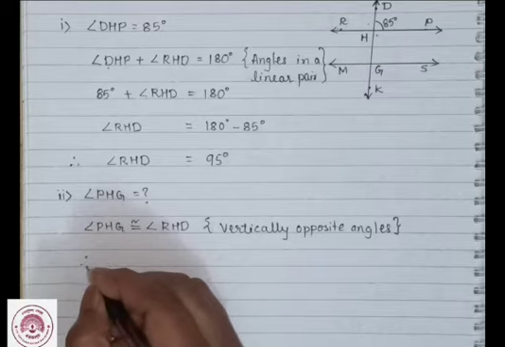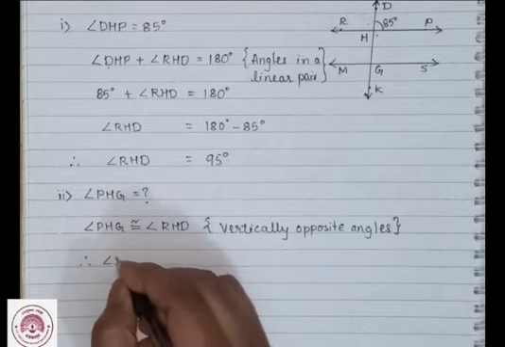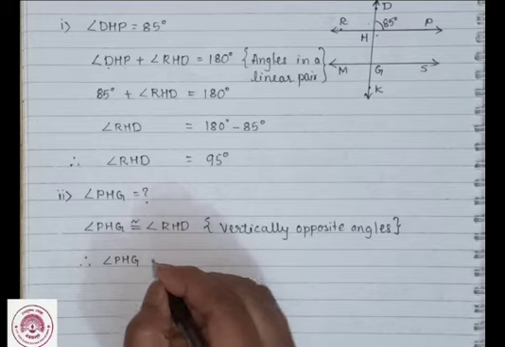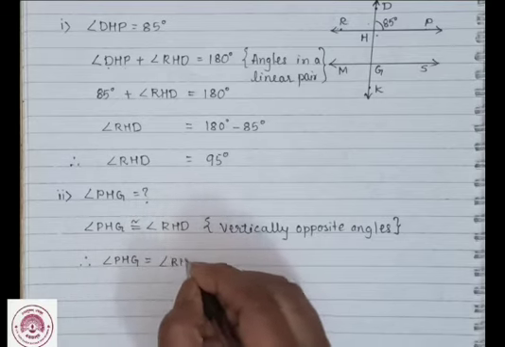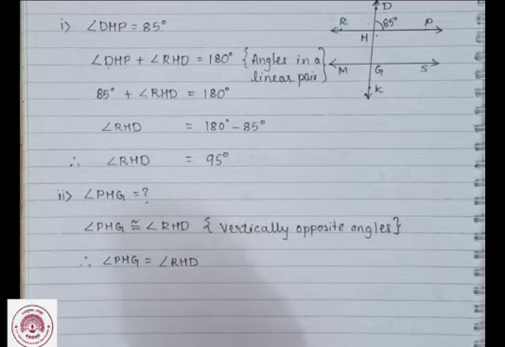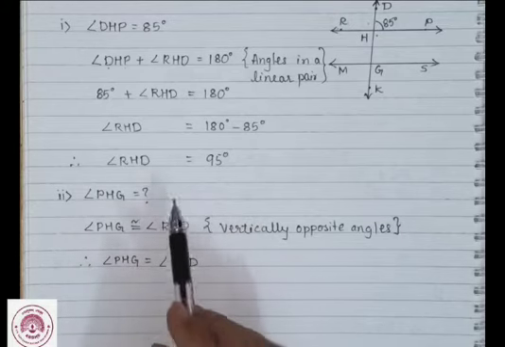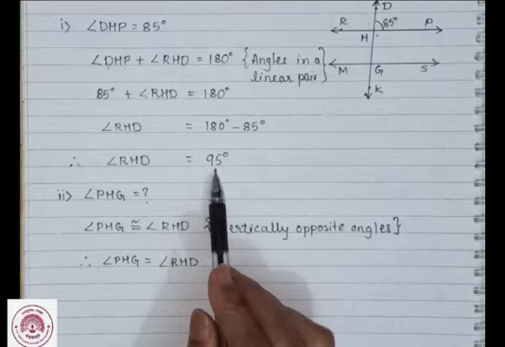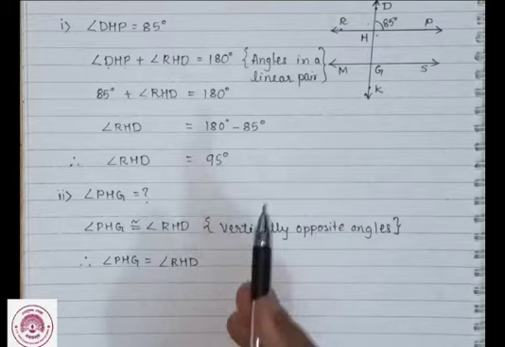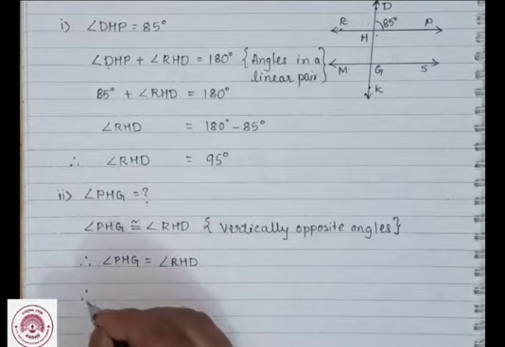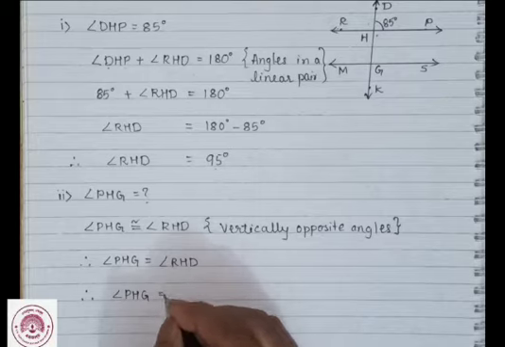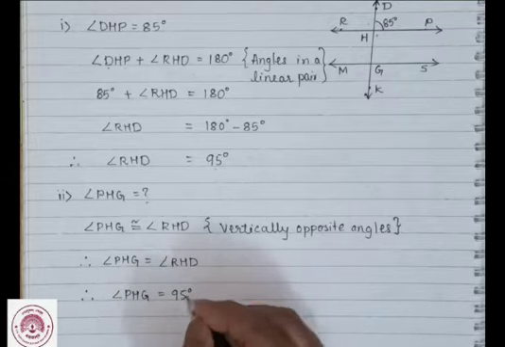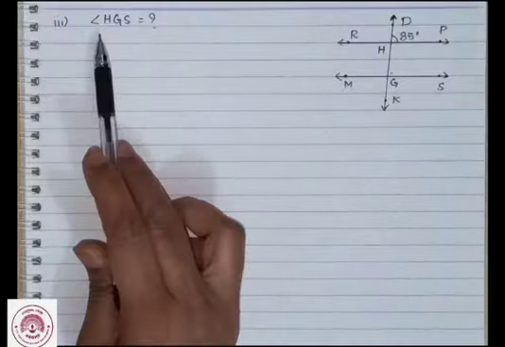Okay, so this is the reason. Therefore angle PHG is equal to angle RHD. That means their measures are equal. Now angle RHD is 95 degrees, we have already found, right? So we can say angle PHG is equal to 95 degrees. Okay.